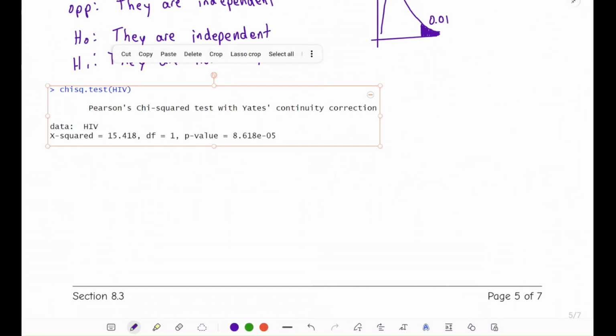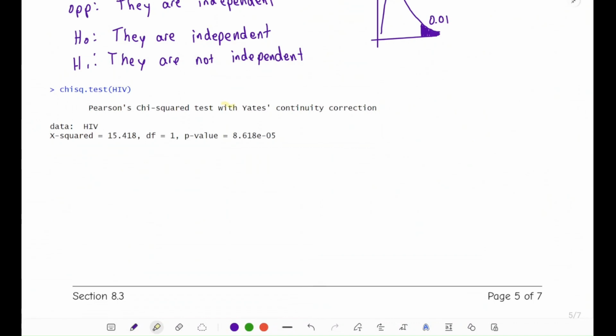One thing I noticed while pasting this over is it told us it did this with Yates continuity correction. That's when it's specifically a 2x2 table, which we didn't experience in the last test. So if you were to do this by hand, you would get slightly different values, not that much different. But if you wanted exactly by hand values, you would just add correct equals false like we did for the 1 prop and 2 prop test. But in this case, it's not going to make that big of a difference. So I'm just going to leave it with the continuity correction.